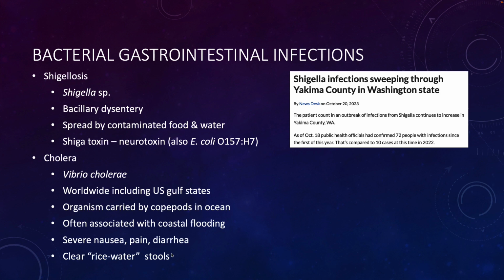Another organism that we see contaminating, especially, again, meat, is Shigella. Shigella causes what we call dysentery. It's just a dangerous diarrhea spread by contaminated food and water, and it has a toxin called Shiga toxin that is also present in some types of E. coli.